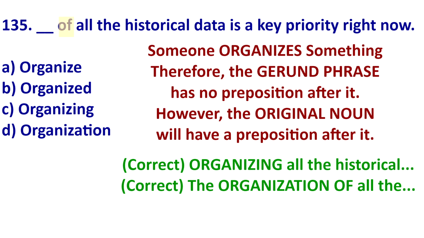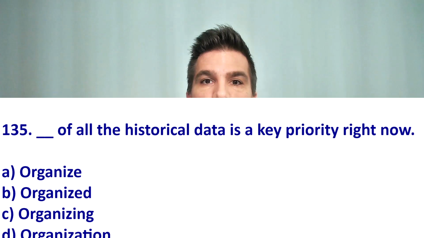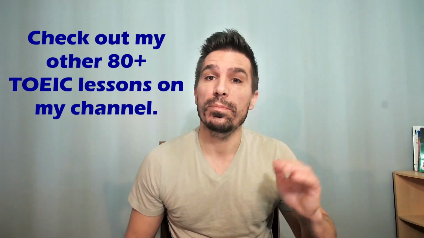All right, so here the answer is D. Because if I use a gerund, I would just say organizing all the historical data. However, I have of. And so I'm going to say organization of all the historical data. All right, so these are 3 key TOEIC tips. These will help you improve your score.